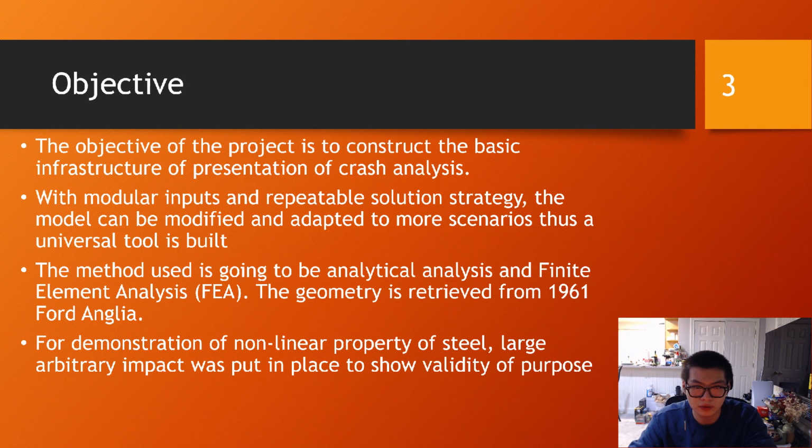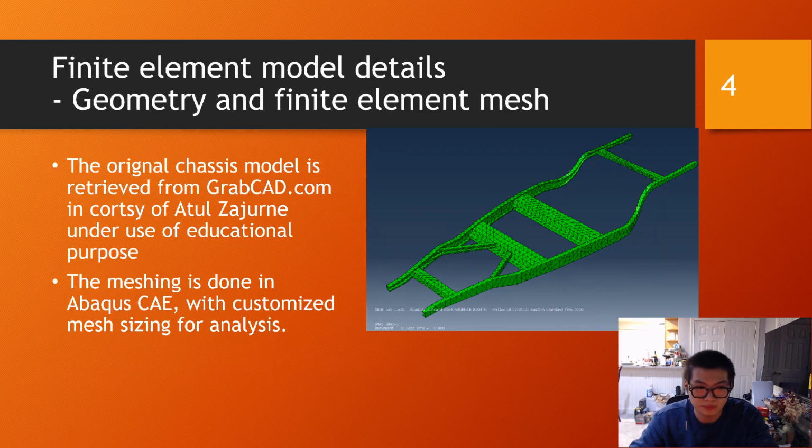The objective is to construct a basic infrastructure to present a crash analysis on the chassis of the truck. With modular input and a repeatable solution strategy, the model can be modified and adapted to any situation as a universal tool. The way we do the analysis is by using finite element analysis. Since the first result did not show plasticity, we need to put in an arbitrarily large impact to show the validity of the process.